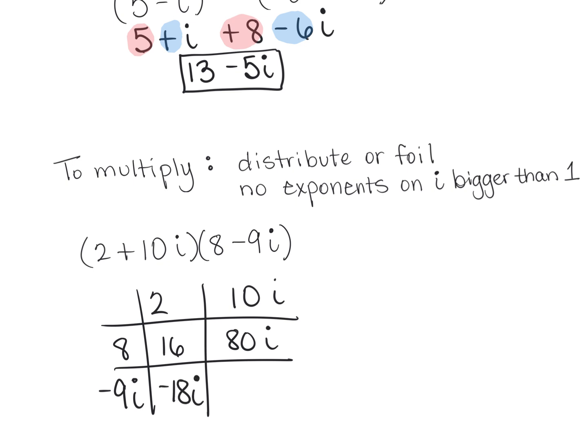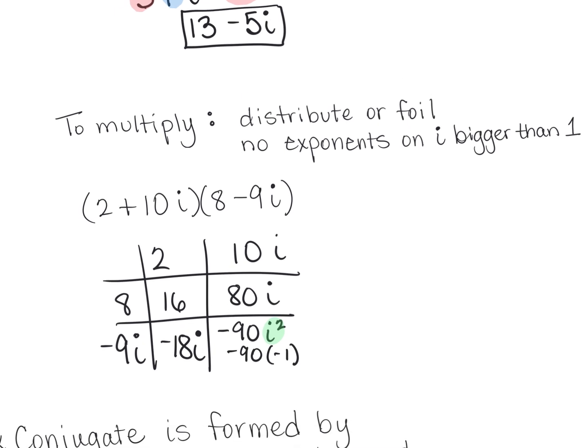And then a negative 9 times a positive 10 is negative 90. I times I is i squared. And again, we cannot ever leave this i squared in here. So I know that i squared is equal to negative 1. So this is negative 90 times negative 1, which gives me a result of 90 down here.